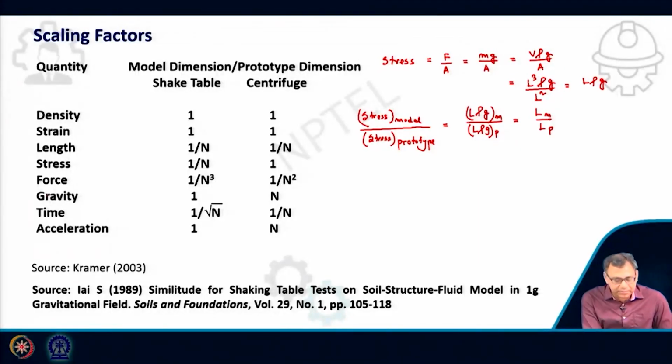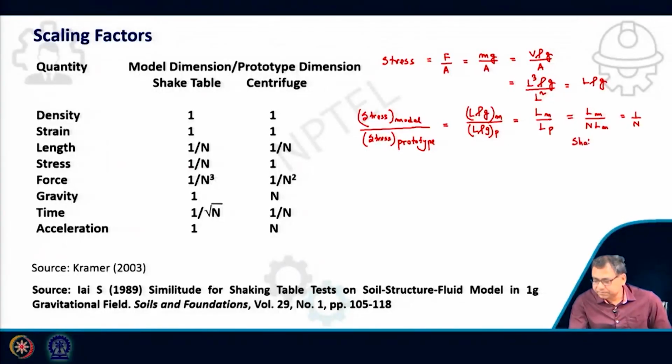Now what is L model by L prototype? We know that the prototype length is n times more than the model length. So it will be basically 1 by n. That is basically the stress is 1 by n. So that is for the shake table.